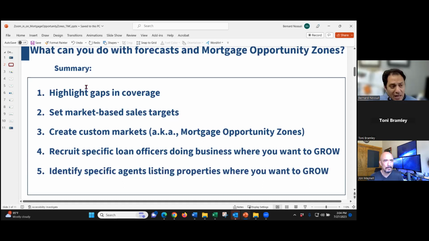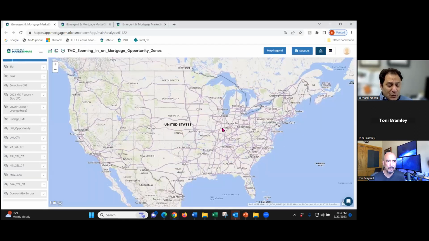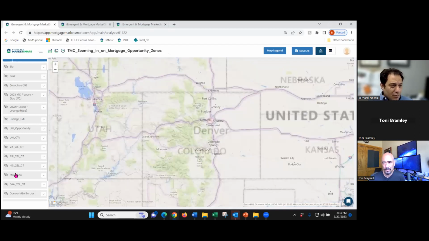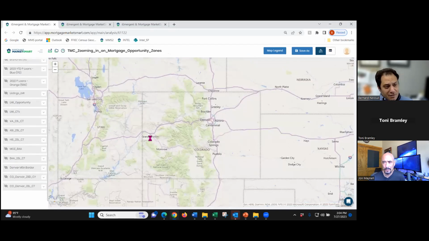We're going to talk about highlighting gaps in coverage first. So I'm going to move to our platform. This is a map of the US, but today we're going to be focusing on Denver, because TMC had announced that we're heading to Denver next year. So I thought it'd be good to focus on that market. We're going to zoom in to Colorado, and specifically here is the Denver MSA.